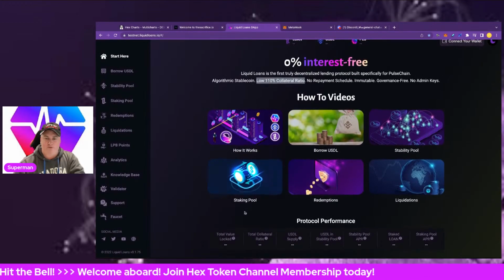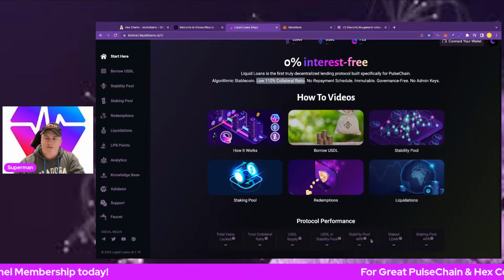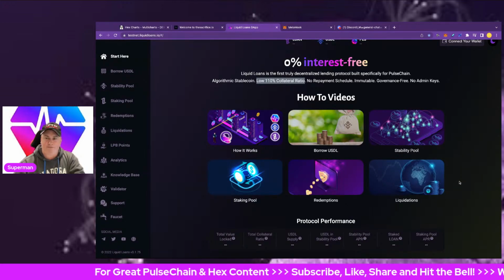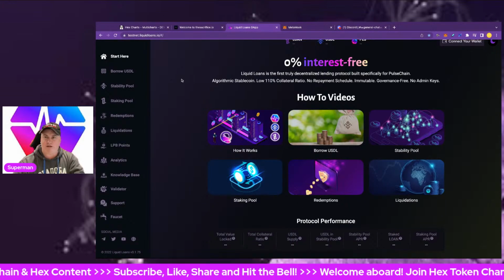They've got protocol performance at the bottom there: total value locked, total collateral, USDL supply, etc., APRs for the stability pool, and APRs for the staked loan token. Loan token is the base, the main token for the platform. So exciting. All right, let's race on here.